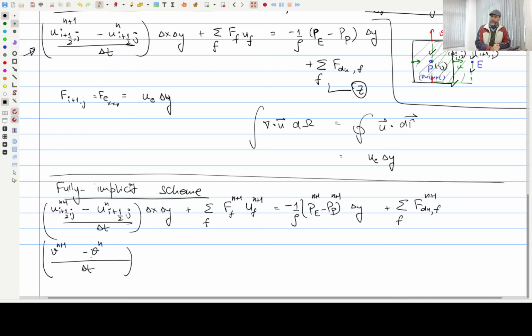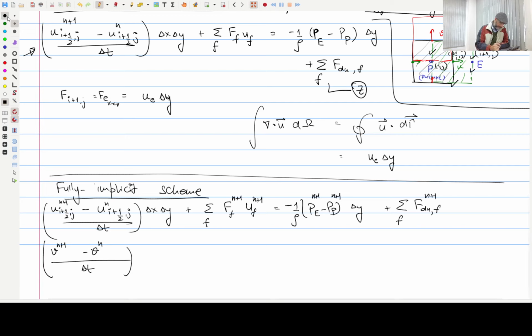Now this y momentum equation is going to be defined at different indices, because the y control volume is the one that is the red one. So the index of the y control volume is going to be i comma j plus half, sorry.